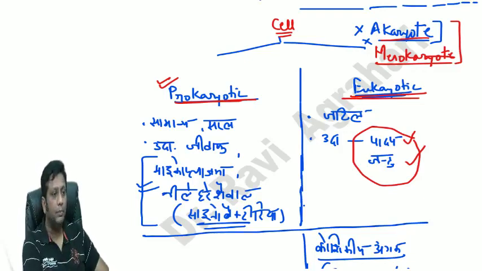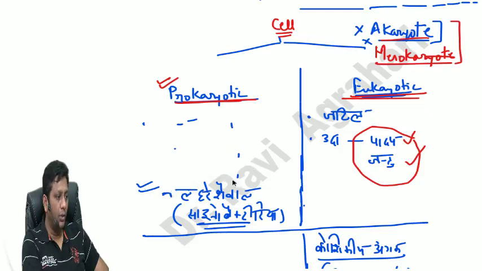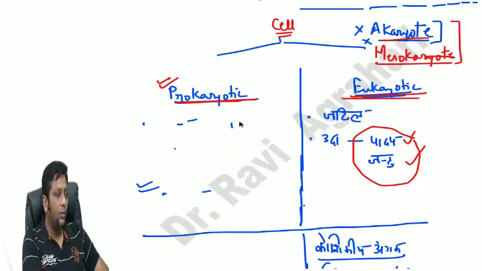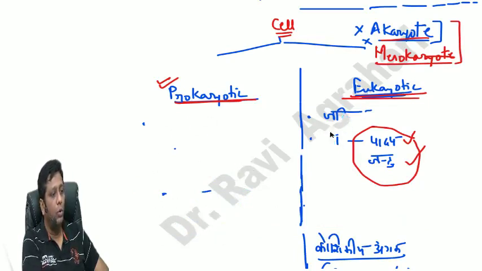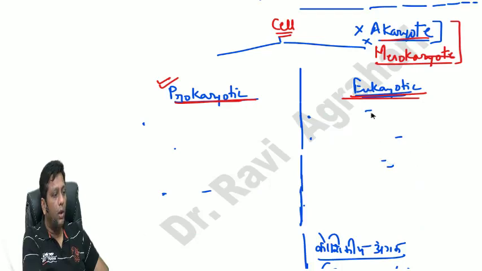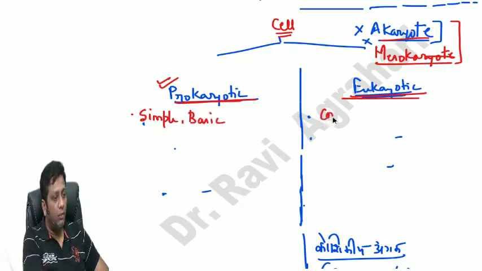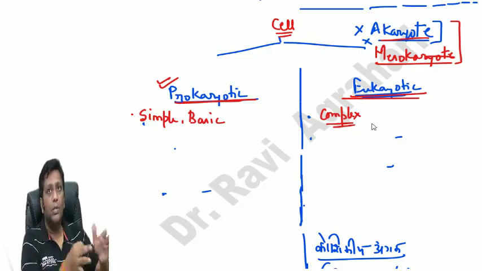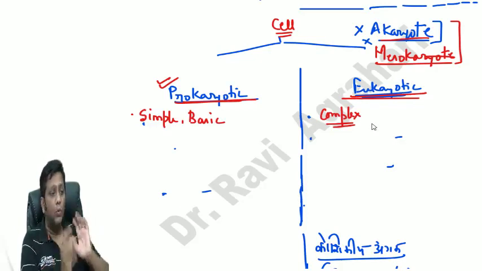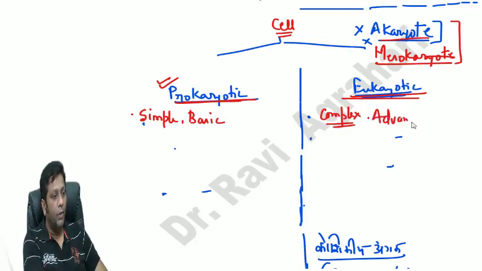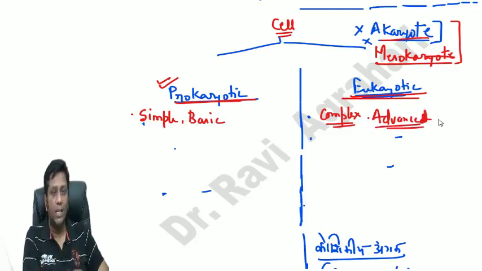What are the features of prokaryotes and eukaryotes? For your examination, only remember prokaryotes and eukaryotes. Don't go to the other ones. Prokaryote cells are very simple, very basic cells. Eukaryote cells are very complex cells. In that way, prokaryotes are very simple and basic, while eukaryotes are very advanced and complex cells.